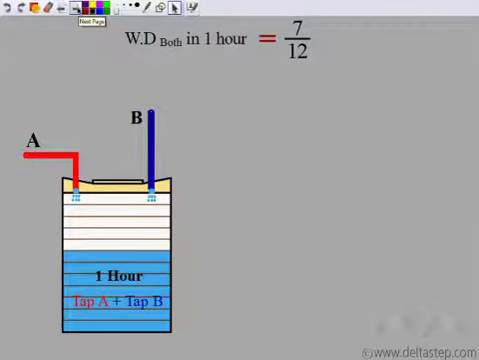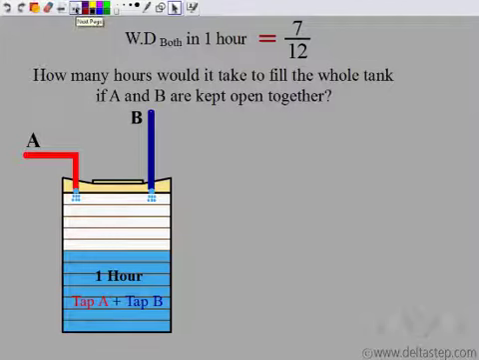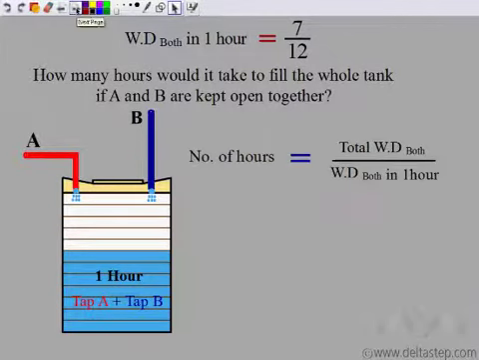So we know that in 1 hour, 7 by 12 parts are filled. So how many hours will they take to complete this whole tank? To fill this tank completely, how many hours will they take? Now we know the formula, which is number of hours would be total work done by both of them divided by work done by both in 1 hour. Now total work that has to be done is 1. You need to fill this tank. And work done by both in an hour is 7 by 12. That is 7 of these 12 parts.